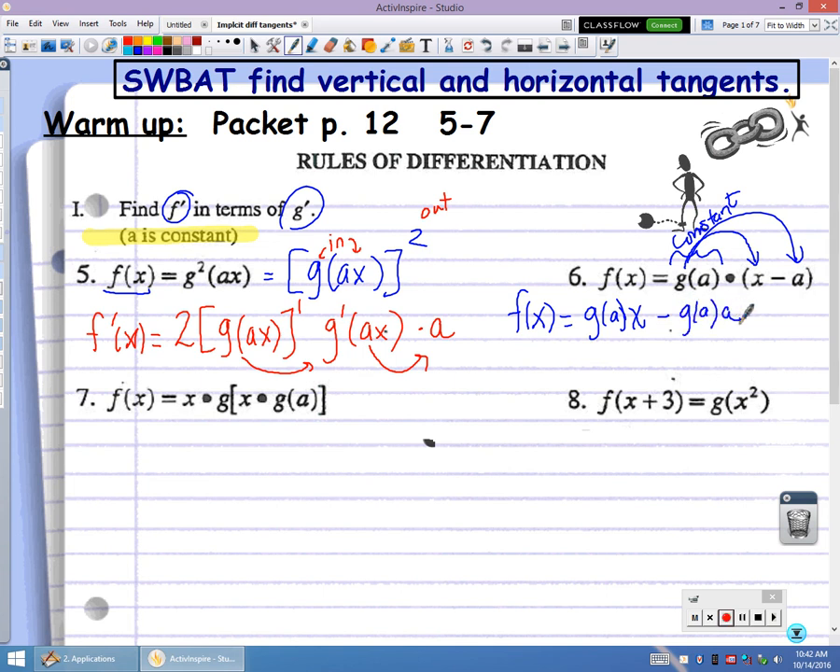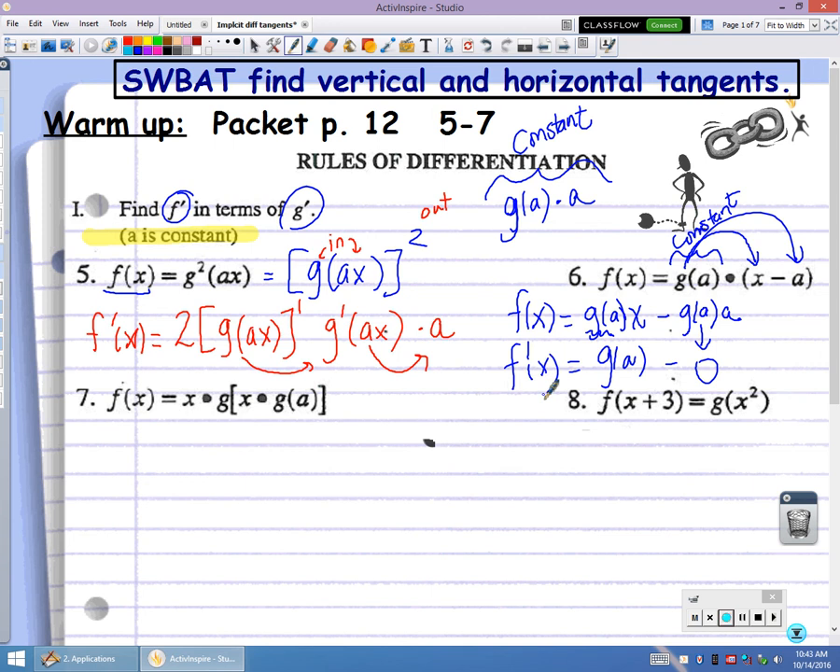Now, g of a, remember we just said that g of a is a constant, and we're multiplying it by a, which is a constant. So g of a multiplied by a is also a constant. So the derivative of the second term is 0. We don't really have to write that. The derivative of the first term, we have g of a multiplied by x. So that's what we had in the scenario before, where the g of a is the coefficient of x, and the derivative of a coefficient times x is just that coefficient. So f prime of x is equal to g of a.